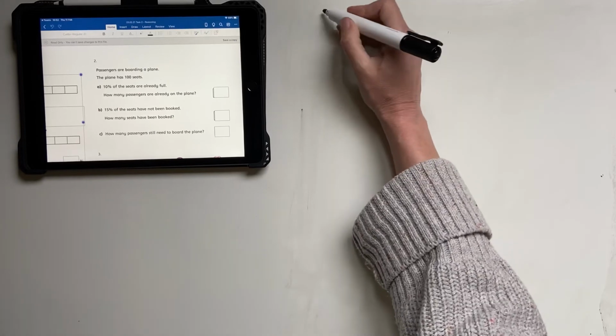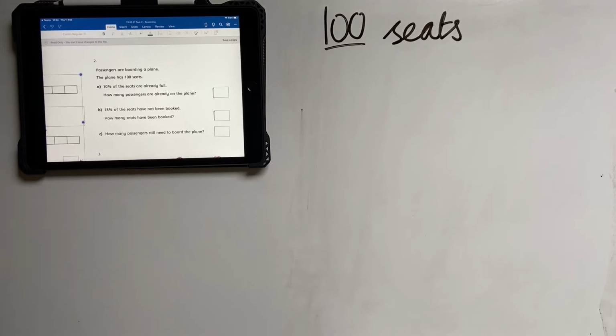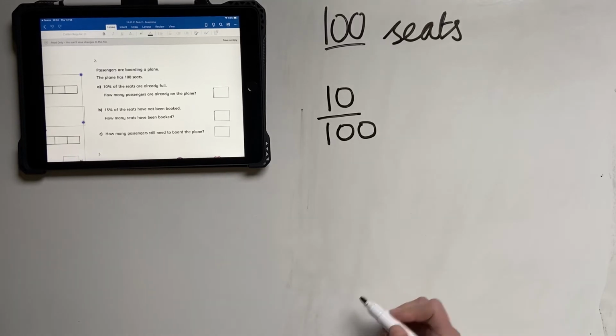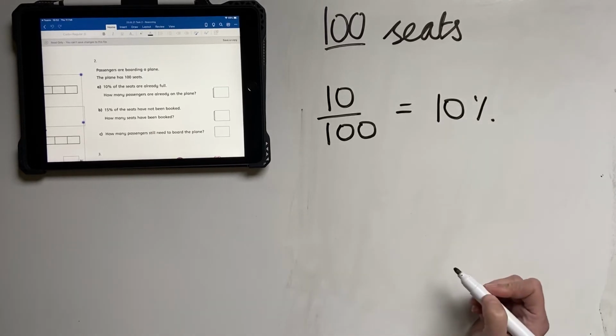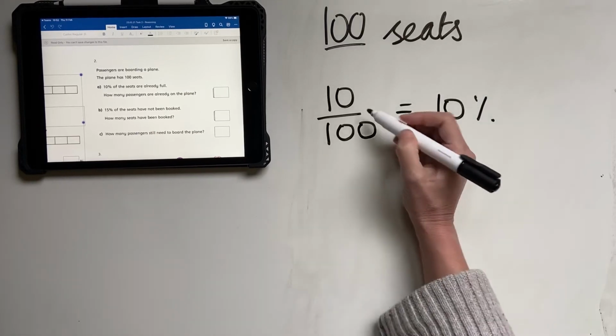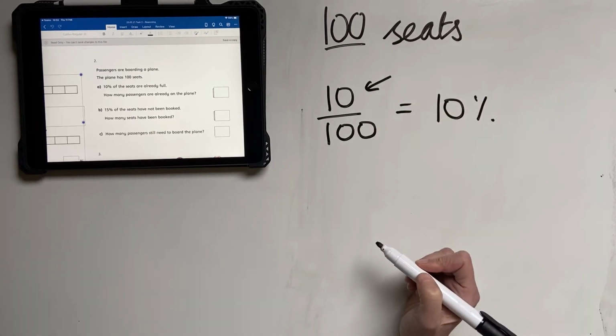The plane has 100 seats. That's very handy to have 100. 10% of the seats are already full. So how many passengers are on the plane? So 10%, so 10 out of 100, so 10 hundredths is on the plane already, or 10% is on the plane already. So how many passengers is 10%? So it's 10 passengers out of 100, so there are 10 passengers on the plane.